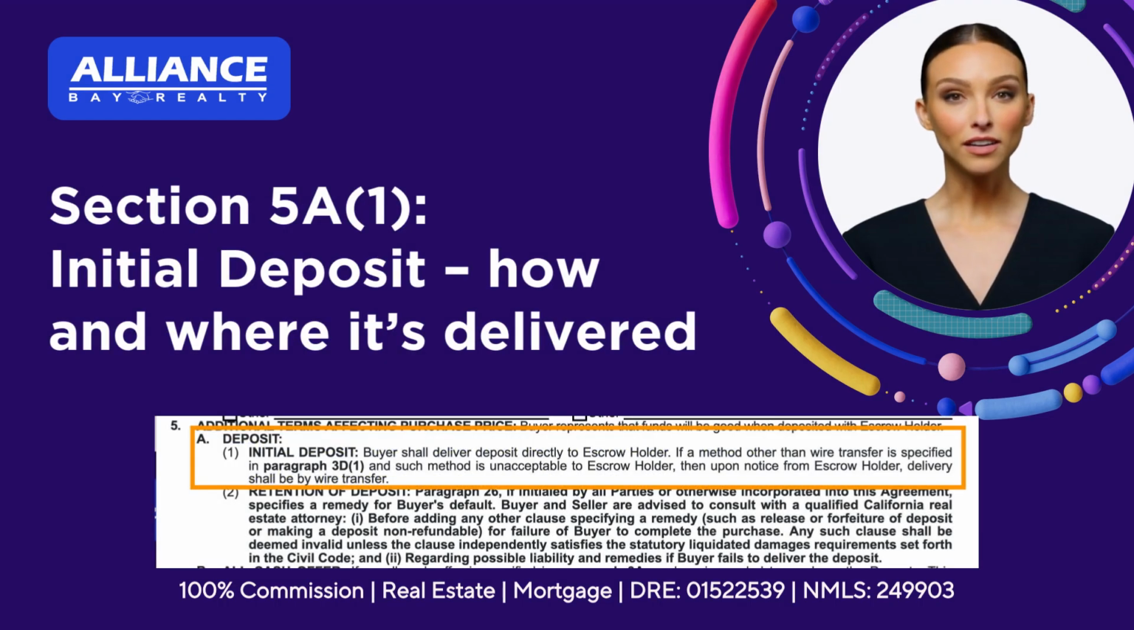Section 5A1, Initial Deposit, how and where it's delivered. Buyer must send the earnest money directly to the escrow holder. The default method is wire transfer. If paragraph 3D1 says a different method, check, cashier's check, etc., but escrow won't accept it, escrow can require a wire after notifying the parties. Remember to calendar the due date in 3D1 and confirm escrow's wiring instructions verbally and by secure email.